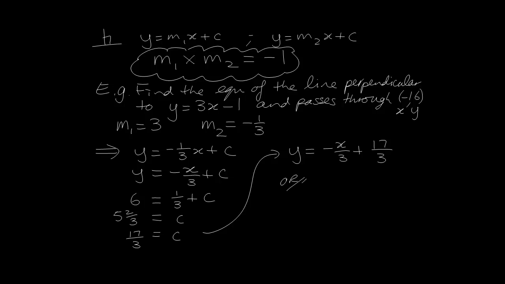Or if you prefer, 3y equals -x plus 17. Just multiply everything through by 3. You could even go as far as 3y equals 17 minus x, just to make that first coefficient a positive one. Any of those would be fine in terms of giving that as an answer.